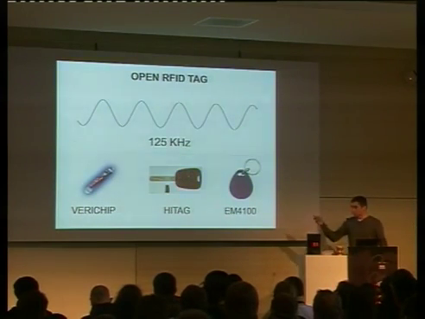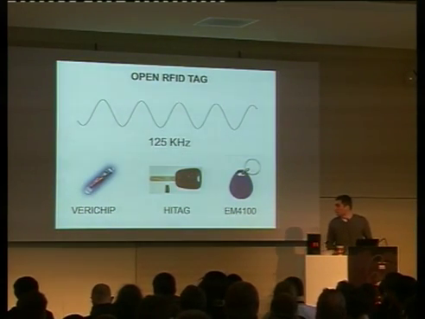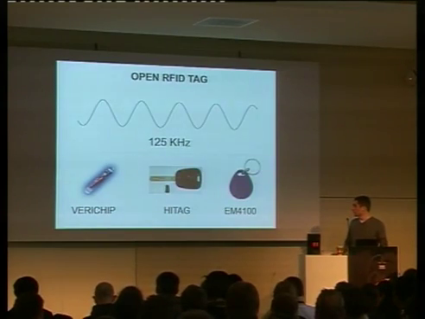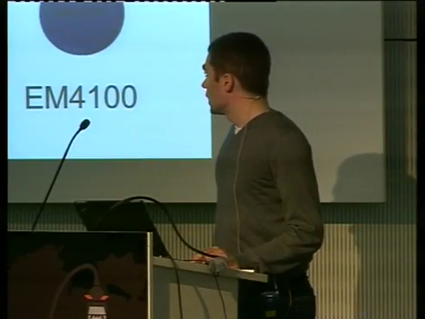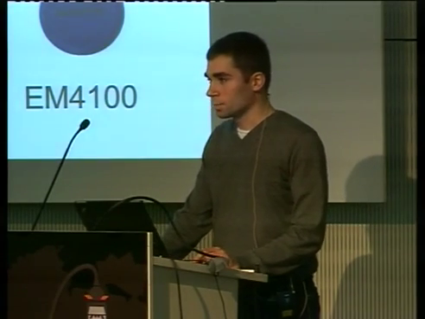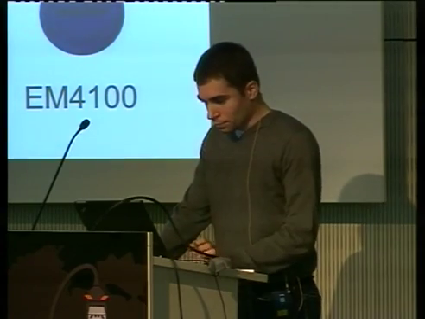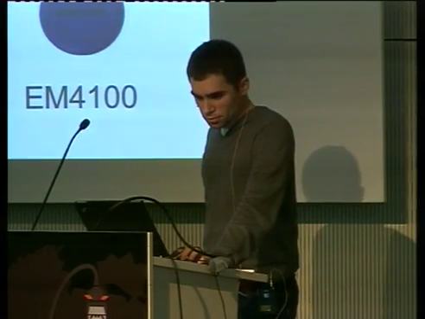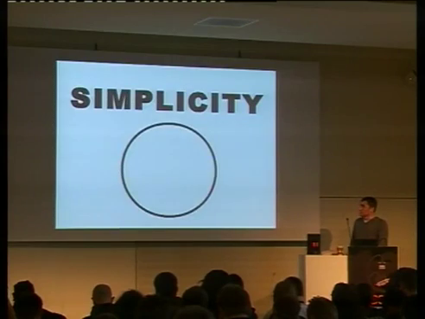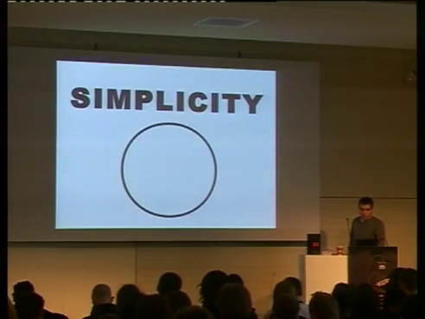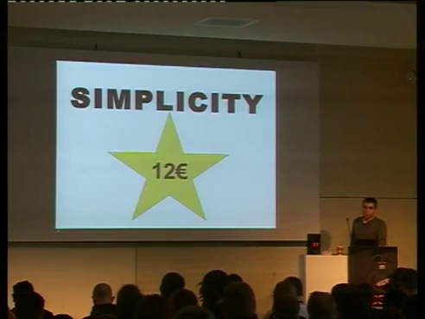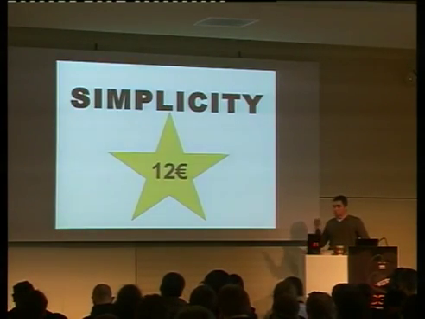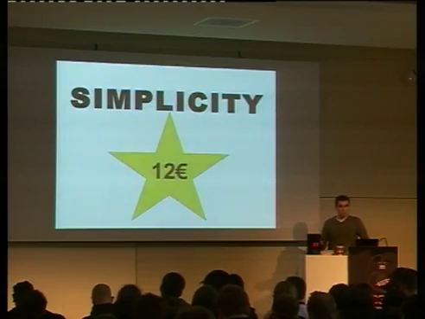Some of those tags are the very cheap Hitag or the EM4000 family. All of them are commonly used for car immobilizers, animal tracking, or even door locks. So this device is intended to work with this kind of tags. It has been designed trying to make it as simple and as clear as possible. This results in ultra-low-cost hardware. With less than 12 euros, you can make an emulator or a brute forcer for this kind of device.